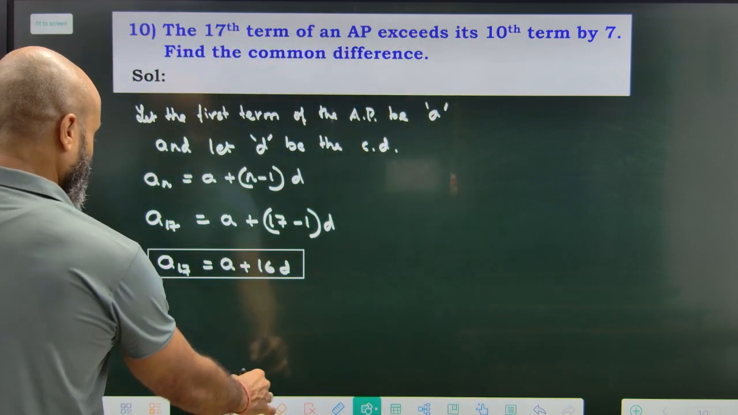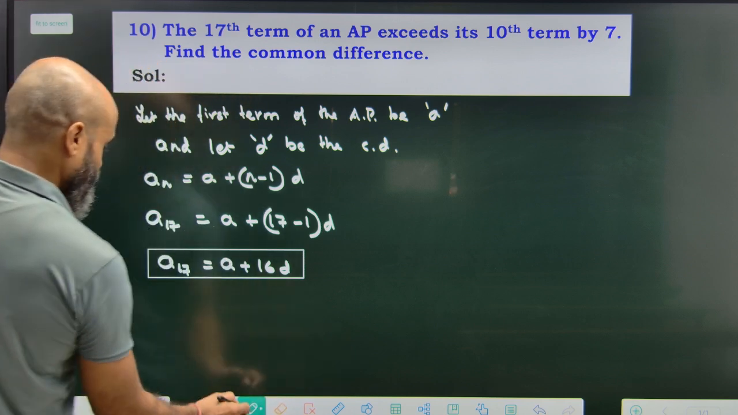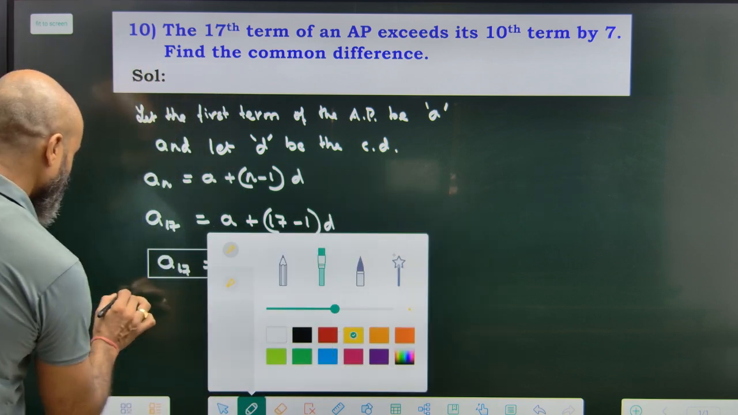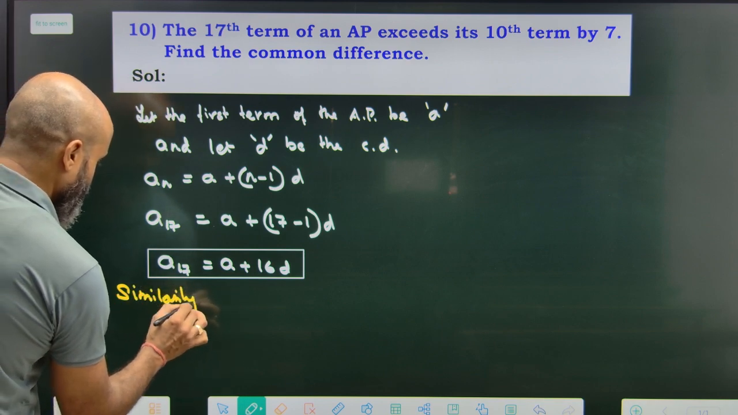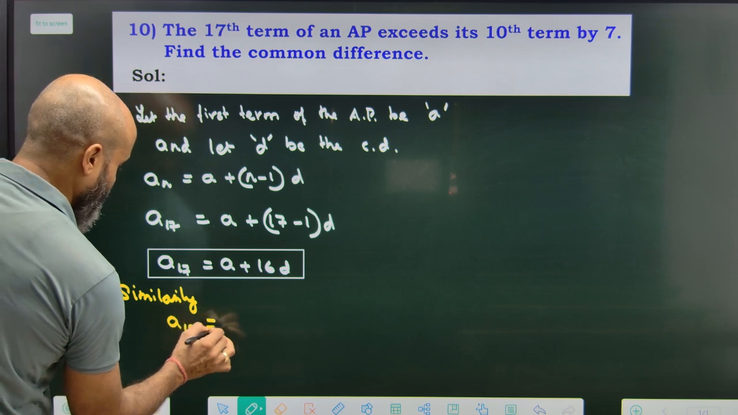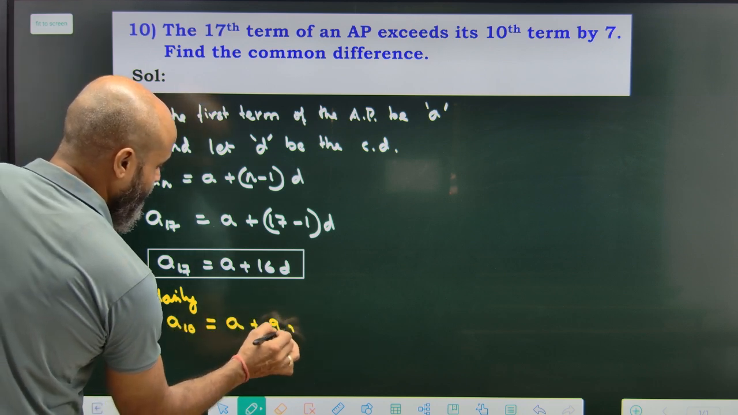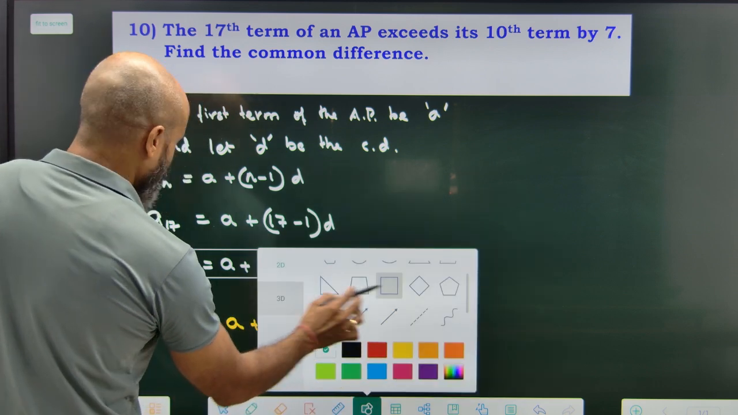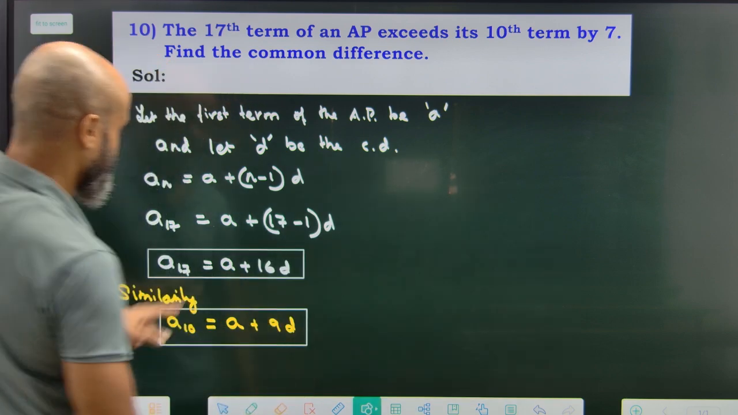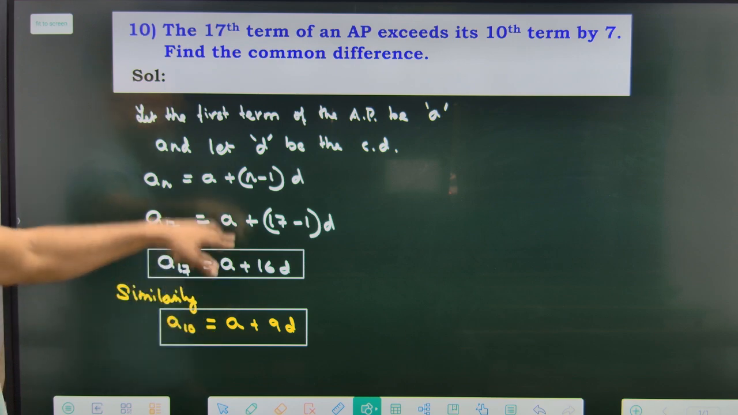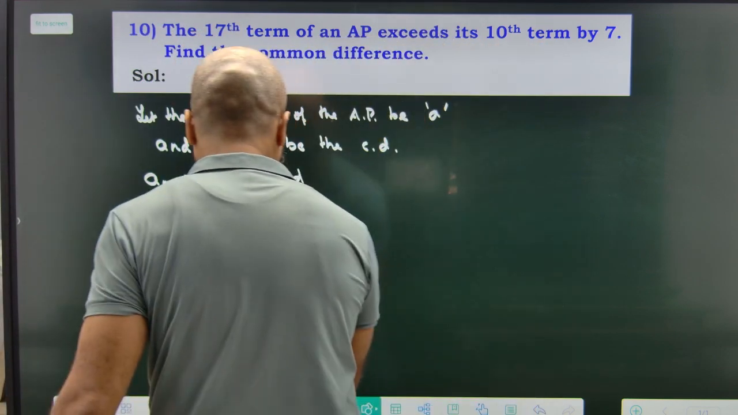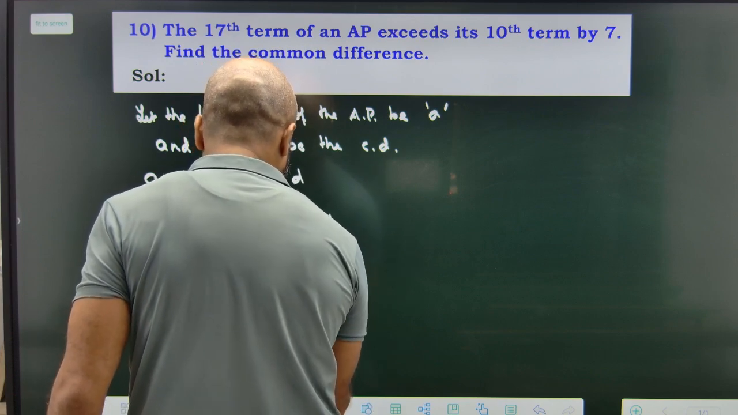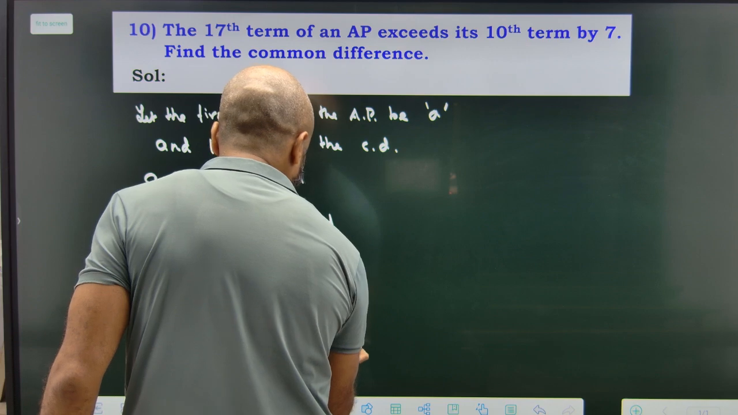Now let's talk about the 10th term. Similarly we can say that the 10th term here will be equal to a plus 9d. So this will be the 10th term. Just as we have the 17th term here, this will be the 10th term. 17th term of an AP exceeds the 10th term by 7. So obviously this will be your first one and this will be your second one.